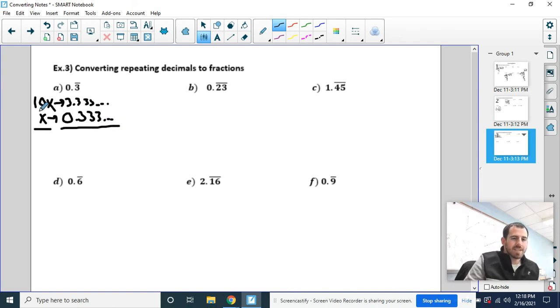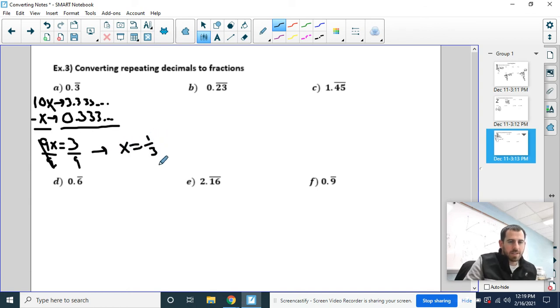And then what we're going to do with these two things is subtract them. So 10x minus 1x is 9x equals, and 3.333 minus 0.333, well, the 0.333 and so on goes away. So all you have left over is a 3. And then you solve this equation, 9x equals 3. Well, we need to divide by the 9. The 9s cancel. Okay, 3/9, we can reduce that, and we get x equals 1/3. Now, that's the long way of doing this.